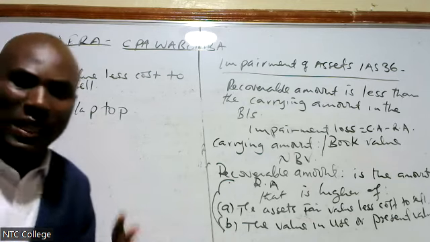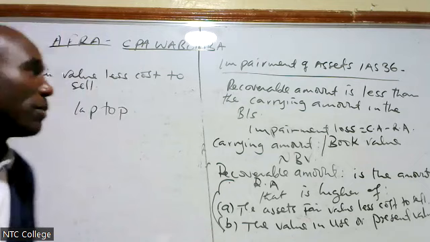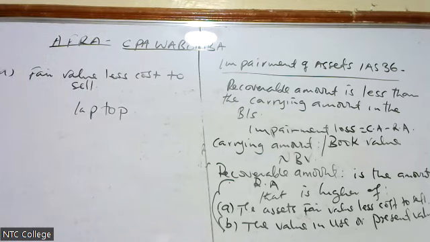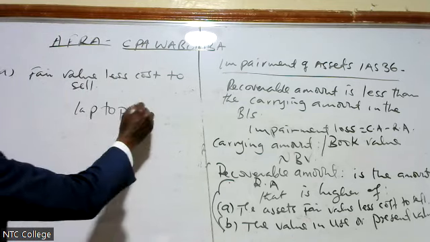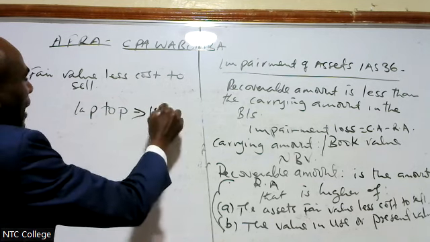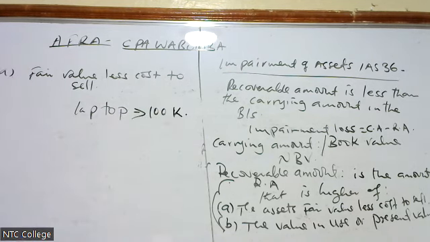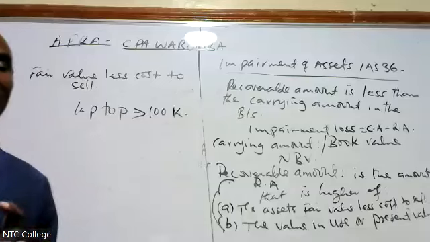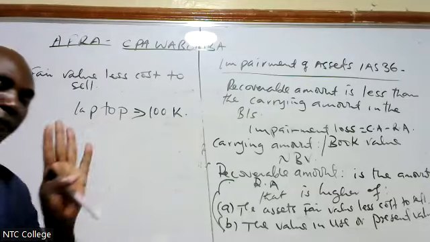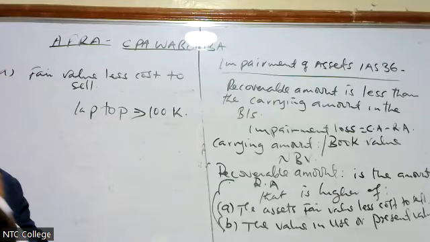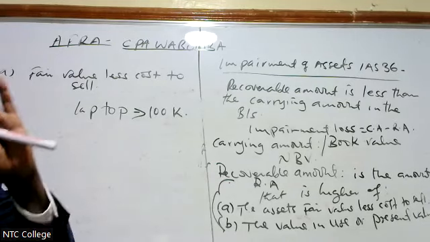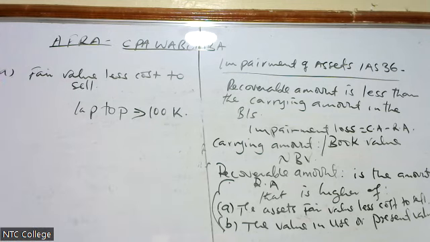Therefore, Mwalimu goes ahead and gets a customer for you to sell the laptop. Then you sell the laptop at 100K. Therefore, if you are going to sell that laptop at 100K, you have agreed at 100K, it becomes the fair value of that laptop, because you have agreed with the buyer that you are going to take 100. Therefore, that becomes the fair value, the market value.